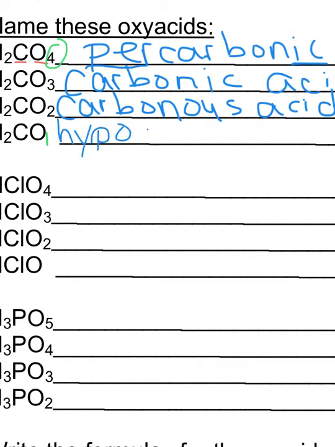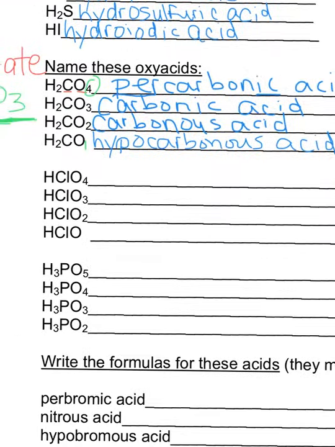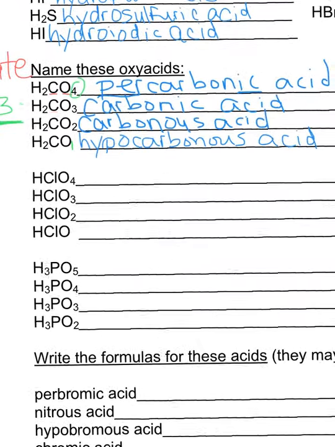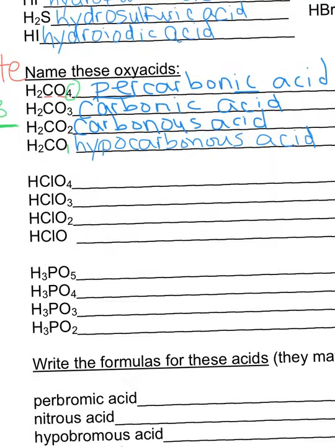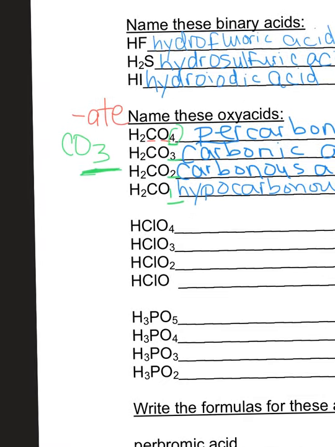Hypo root OUS. Okay? So we're going to write hypocarbonous acid. All right. So I hope you see how it goes. See the pattern that's going on. We're looking at the oxygens in the formula, 4, 3, 2, 1. We're comparing it to the oxygen of that ATE ion. In this case, it was carbonate.